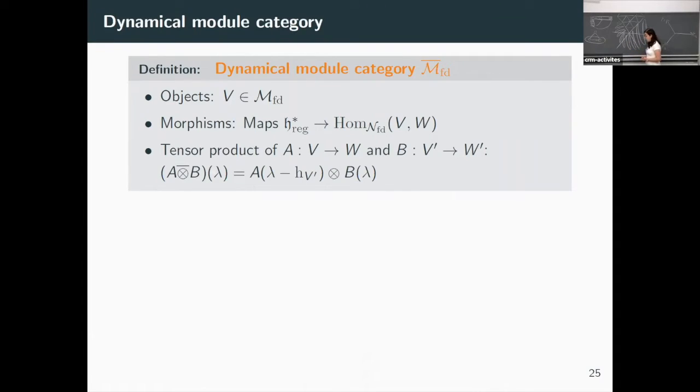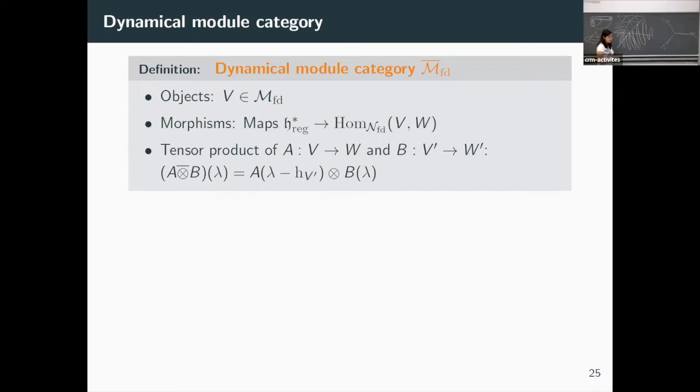So then we will be able to assign dynamical versions, dynamical parameters, to morphisms by means of these dynamical fusion operators. For this, we have introduced a new category, which we call the dynamical module category, whose objects are simply the same ones as before, so simply finite dimensional modules, and whose morphisms are now maps from the regular or generic weights to morphisms between our objects V and W, which are now considered simply as morphisms of H-star graded vector spaces.